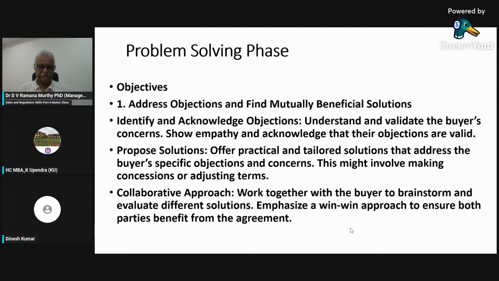What are the objectives in this phase? First is to address objections and find mutually beneficial solutions, and the first step is to identify and acknowledge objections. For every phase, we'll have another case discussion to apply these principles. You should clearly understand what the probable objections are. Understand and validate the buyer's concern. You can't cut down the objections raised by the buyers.